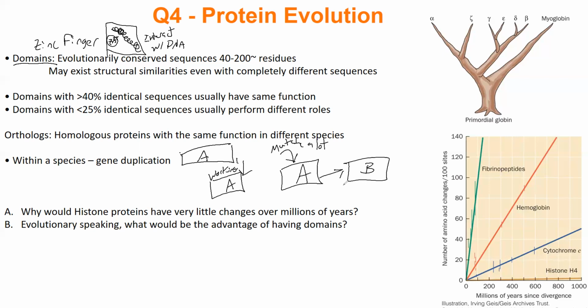So that's one way that gene duplication, this idea of gene duplication, can take homologous proteins in the same organism, mutate one copy of them, and now you have a protein with a whole new function.